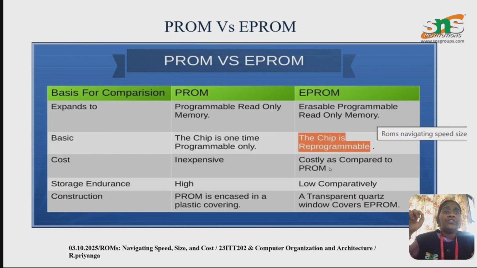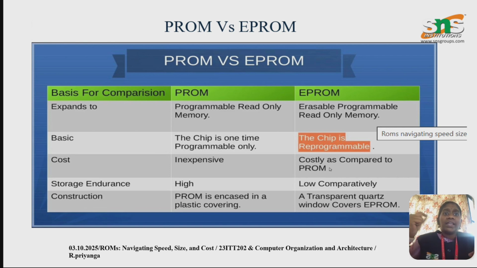Next we move to the differences. First, PROM, programmable read-only memory, can be programmed once and the data stays permanently. EPROM can be erased and reprogrammed many times. The basic principle: PROM is one-time programmable, and once data is written, you cannot change or erase it. EPROM is reprogrammable, and data can be erased using UV light and written again. PROM is used when data must stay fixed forever. EPROM is useful during development when updates are needed.